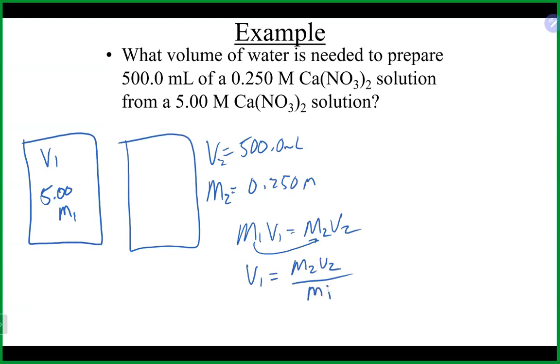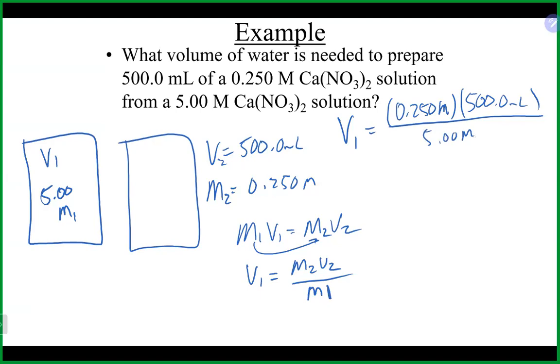As I mentioned previously, this is a situation where if you want, you can leave the volume in milliliters. You do not need to convert it to liters. If you want to convert it to liters, you can. So V1 is equal to 0.250 molar and 500 milliliters divided by our 5 molar. So this is why, again, you can leave it in milliliters, because the molarities will cancel out and you'll be left with milliliters in this case.